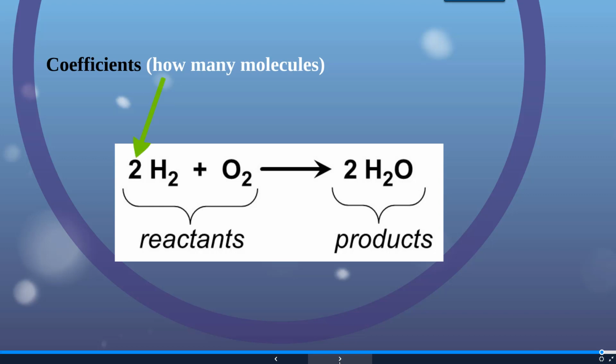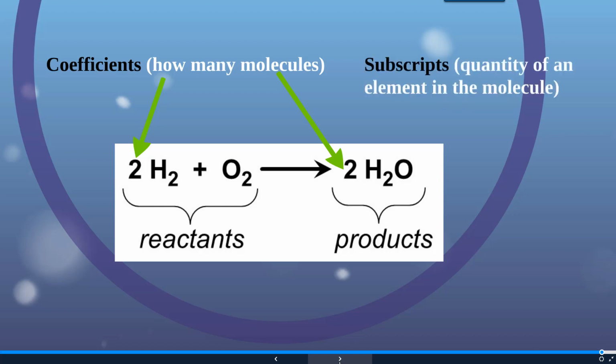We have something called coefficients, which are going to indicate how many molecules are present. You also have something called subscripts, which are going to basically tell you the total quantity or number of elements that are represented within a molecule.